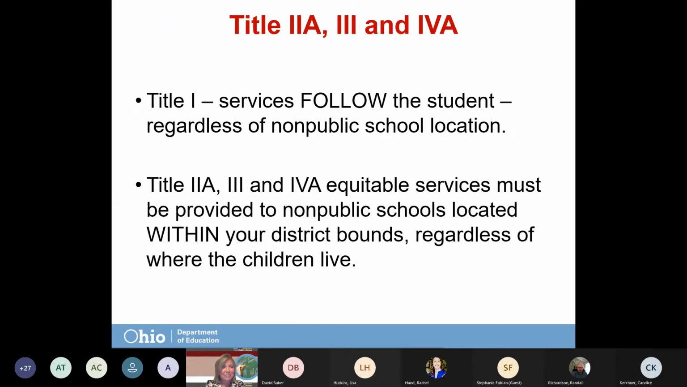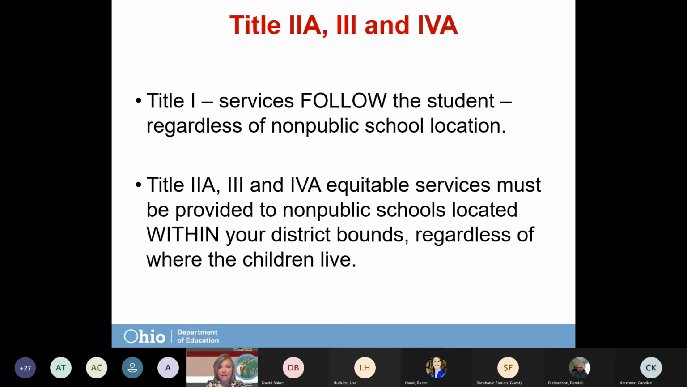Next slide. Everything we've talked about so far is Title I. Title I service follows the child. Lisa talked about that earlier. It doesn't matter where the non-public school is located. If the children live in your district, you are responsible for those services. Title I services follow the student regardless of non-public school location.